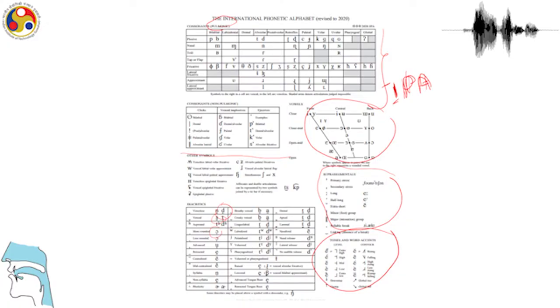And the more you want to learn about different languages in the world, the more you have to rely on this alphabet system, because this gives you a very concise way of understanding all the sounds that are possible in the world's languages.